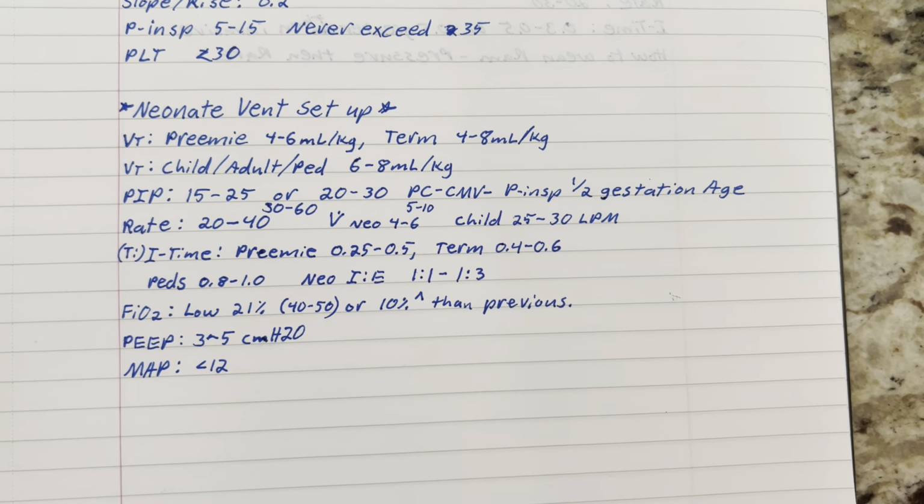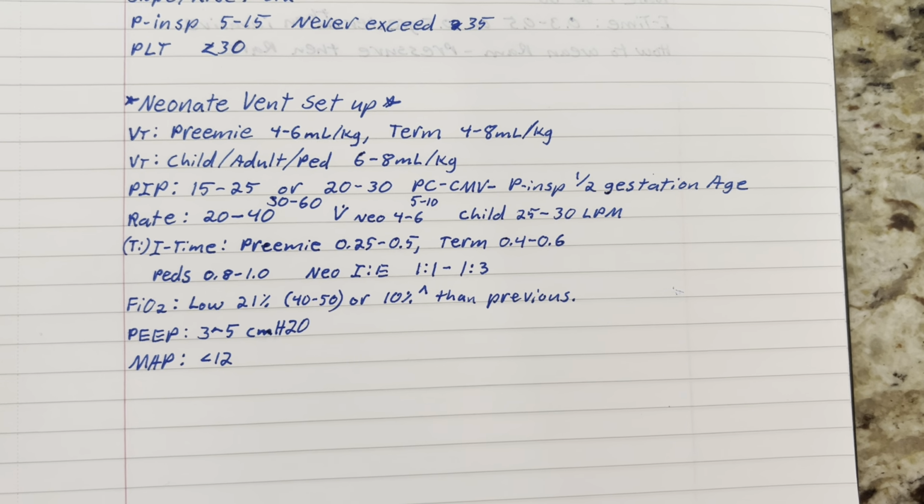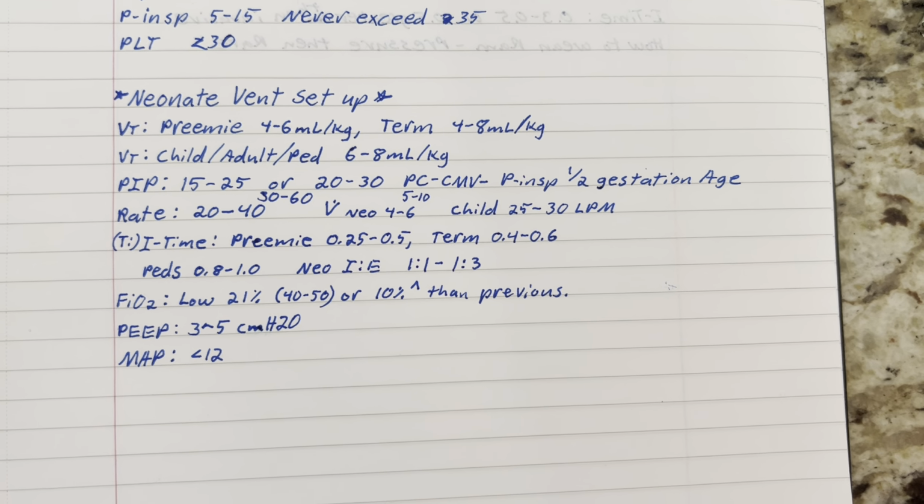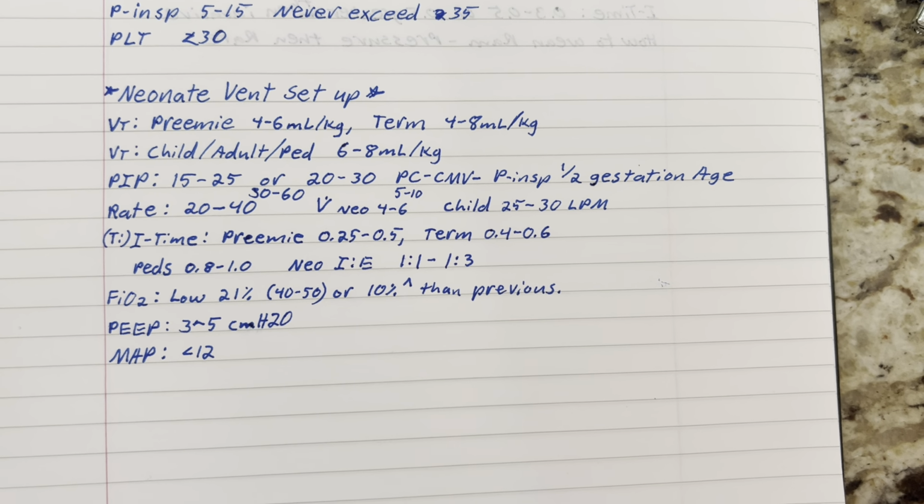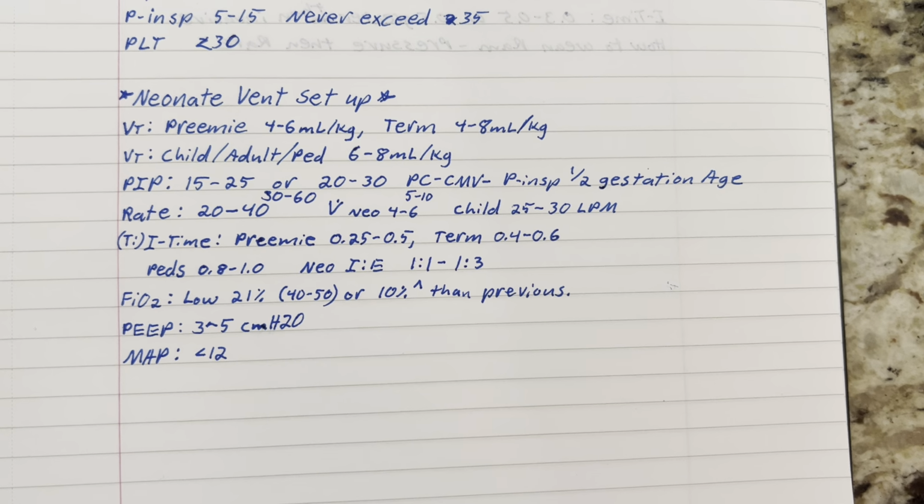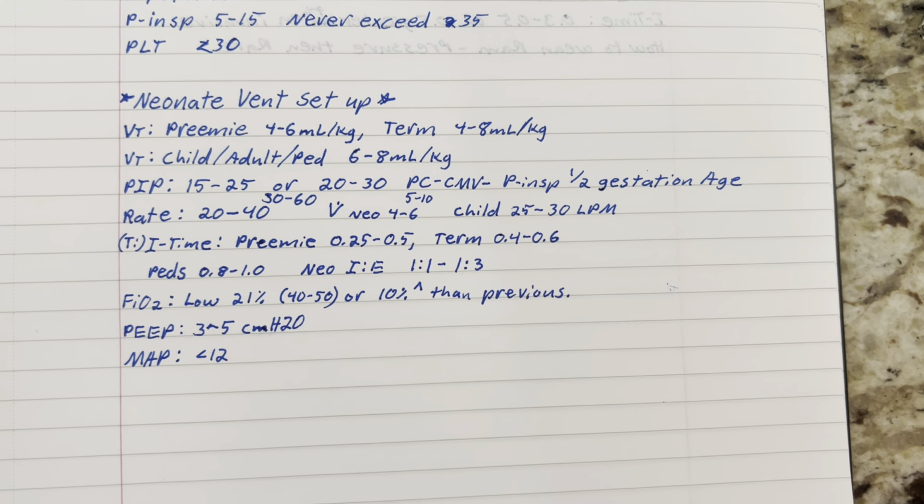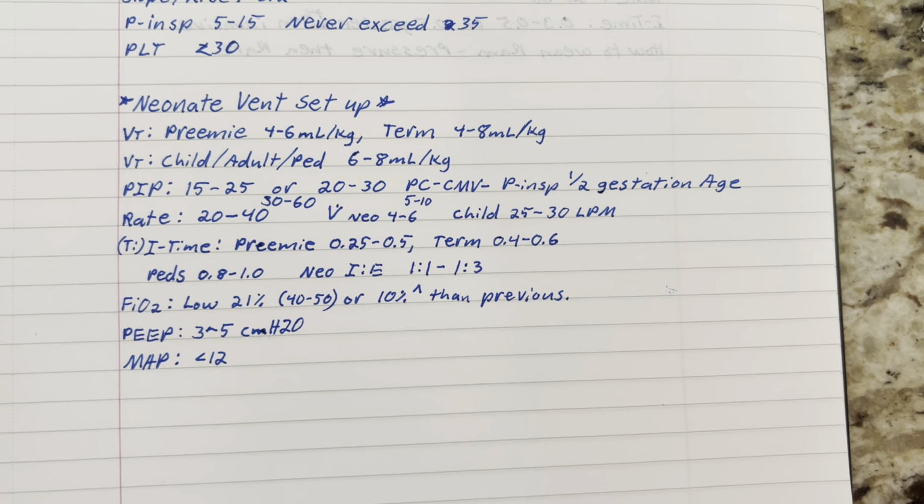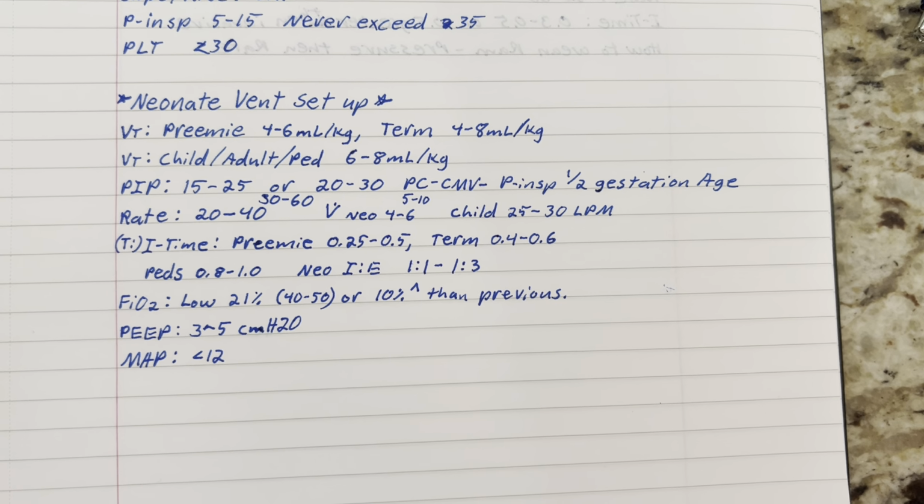PC CMV pressure inspiratory should be 1/2 of gestational age. Rate should be 30 to 60.